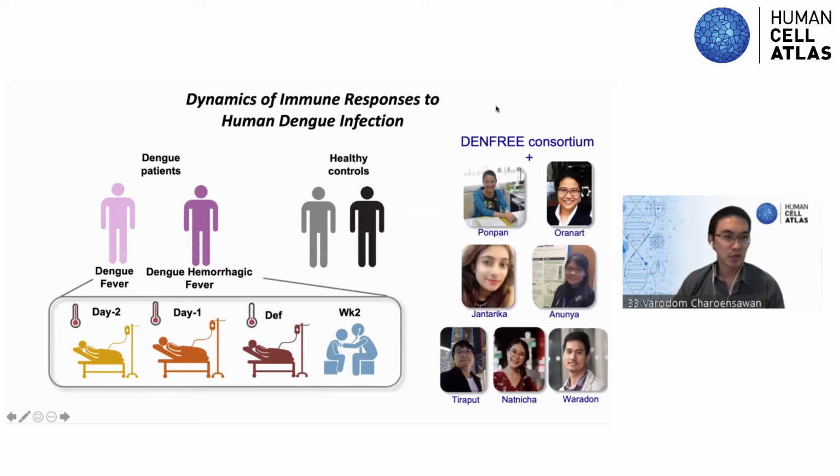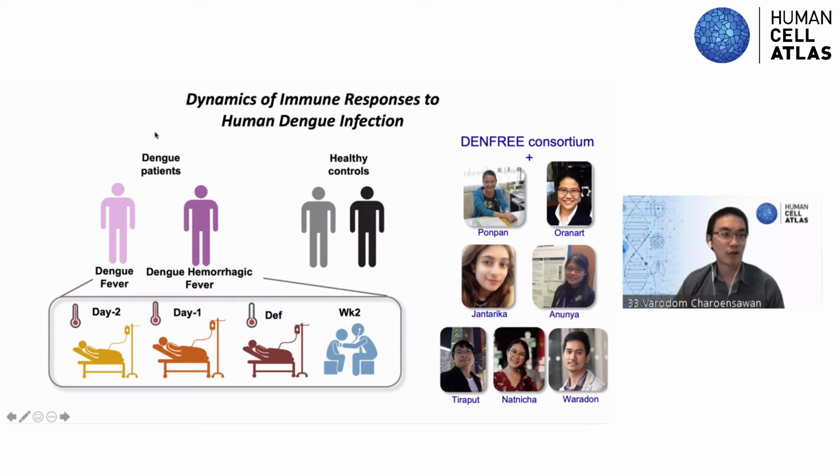So as I mentioned, Ponpan has been interested in dengue infection for a long time. And several years ago, she was part of a consortium called Dengue, where they collect blood samples from dengue patients in Thailand, and I believe also in other countries in Southeast Asia as well. They collect the blood and store them as frozen PBMC. So a few years ago, when we had the single cell facility for the first time, we thought it would be a good idea to try to analyze some of those samples.